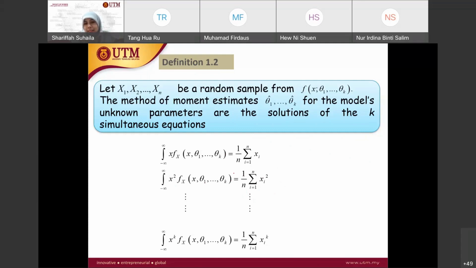Until we want to solve for theta k, you will have k equations, which is x to the power k times f of x, theta 1, theta 2, up to theta k, equal to 1 over n summation of xi to the power k.